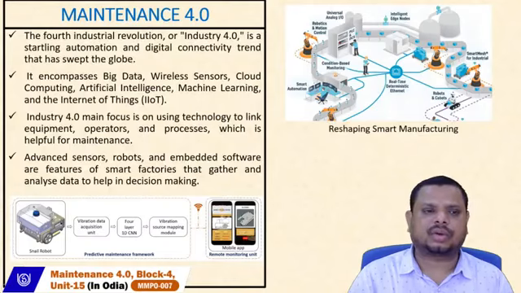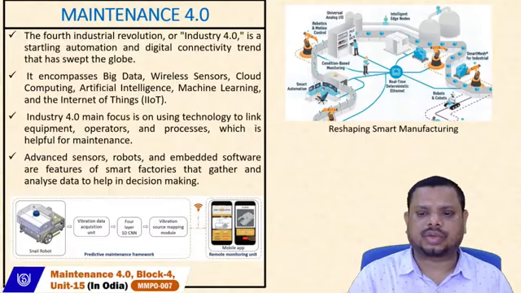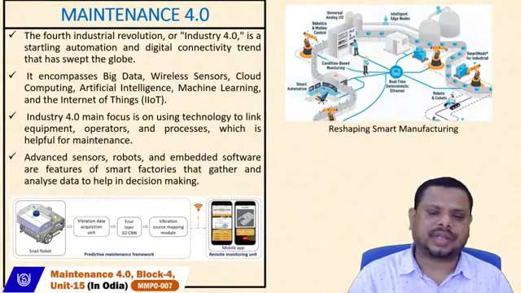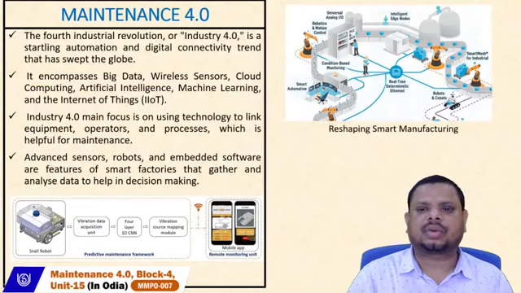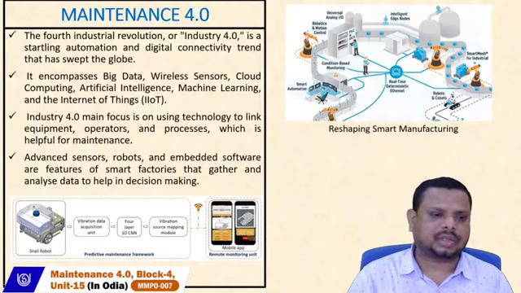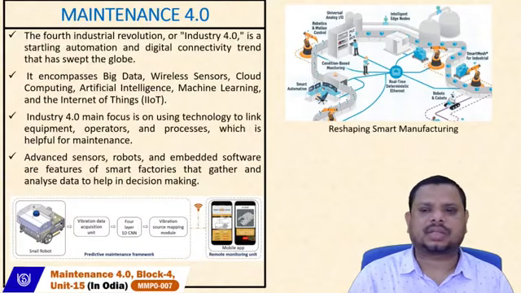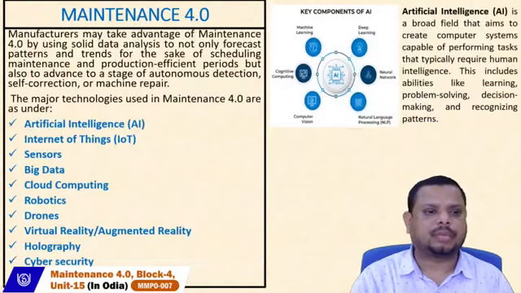The next is that they also use robots and cobots for shifting different parts and packages from the manufacturing floor to the stock floors. They are basically going for a higher amount of digital connectivity through smart automation inside the manufacturing units. So here, advanced sensors, robots, and embedded software are features of smart factories that gather and analyze the data to help in decision making. So this is the overview of your maintenance 4.0. Moving to the next one.